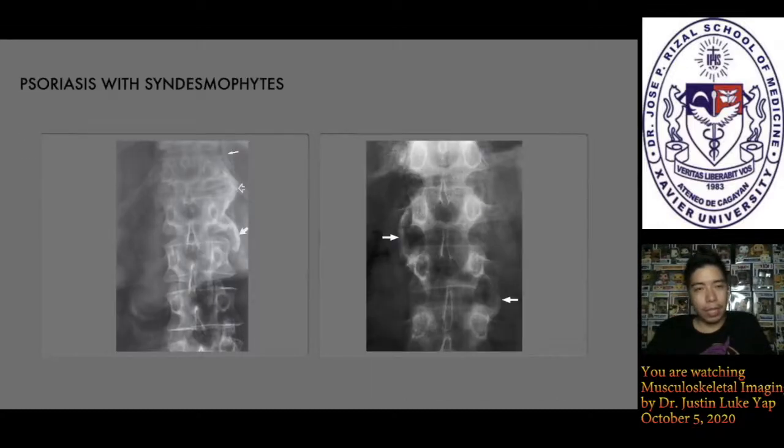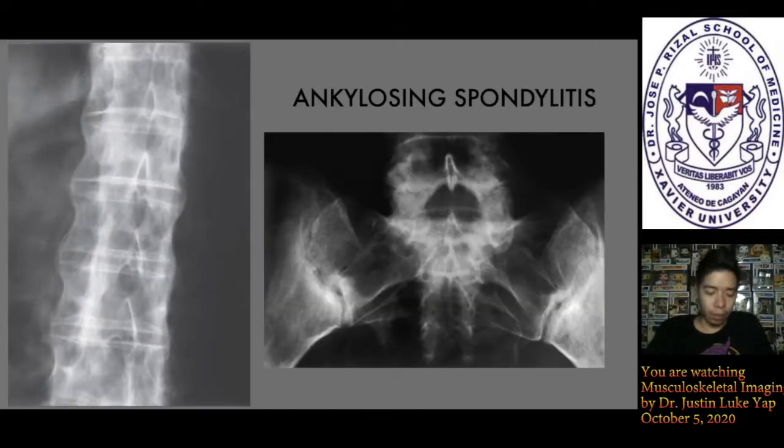And usually it will lead to what you know as the bamboo spine deformity of ankylosing spondylitis. So it's flowing syndesmophyte formation, and you can see that the ends of the vertebral bodies appear to be connected.